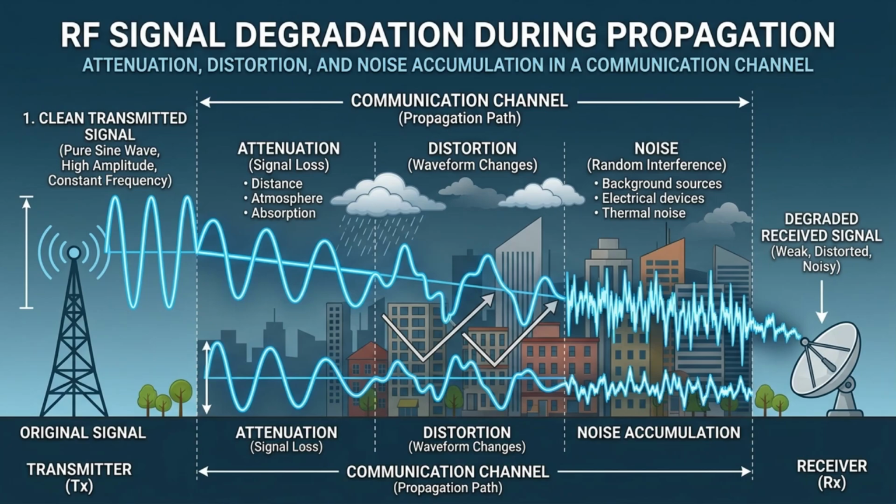Imagine sending a perfectly clear message. But by the time it reaches the receiver, it's weaker, distorted, delayed, and partially buried in noise. The information is still there, but it's much harder to recover. This gradual deterioration is called signal degradation, and it is one of the biggest challenges in every communication system.